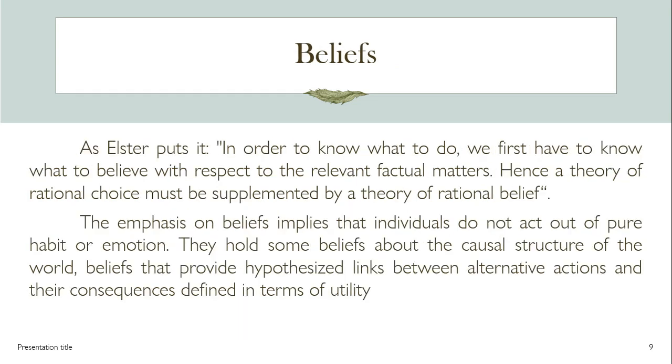Next, we have beliefs. As Elster puts it, in order to know what to do, we first have to know what to believe with respect to the relevant factual matters. Hence, a theory of rational choice must be supplemented by a theory of rational belief. The emphasis on beliefs implies that individuals do not act out of pure habit or emotion. They hold some beliefs about the causal structure of the world, beliefs that provide hypothesized links between alternative actions and their consequences defined in terms of utility.